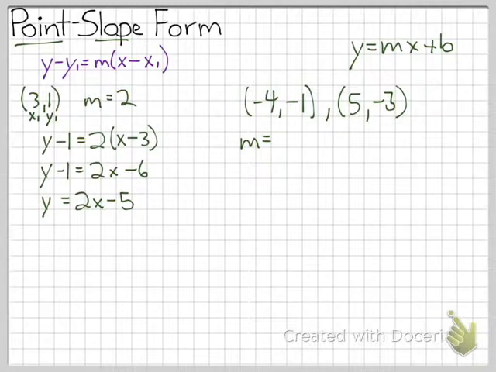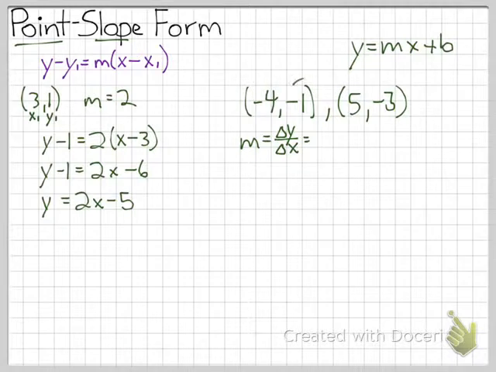Now whenever you need slope, you can always use slope formula, and I'll add a link to finding slope formula. But what if we didn't want to use slope formula? What if we just wanted to figure out the slope? Now the slope is always the change in y over the change in x.